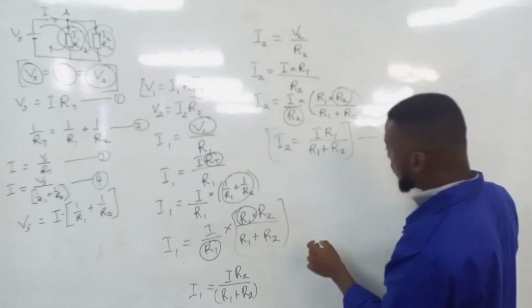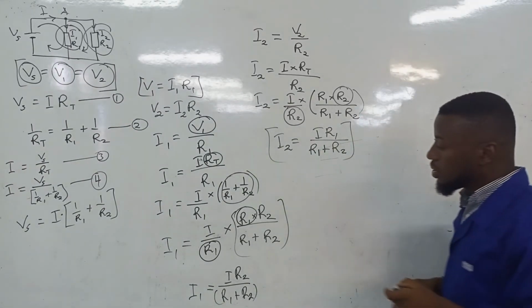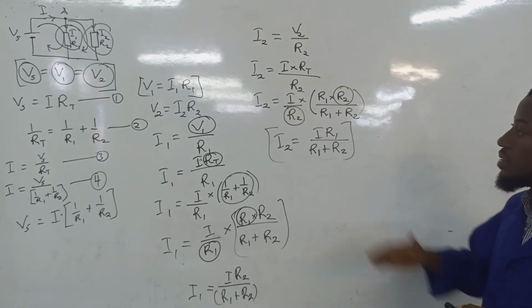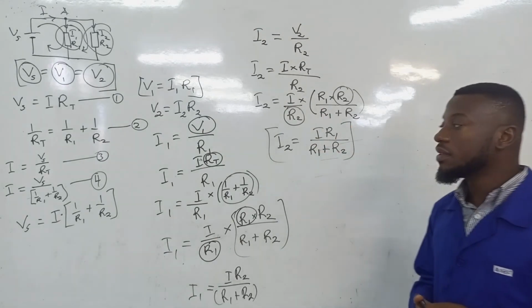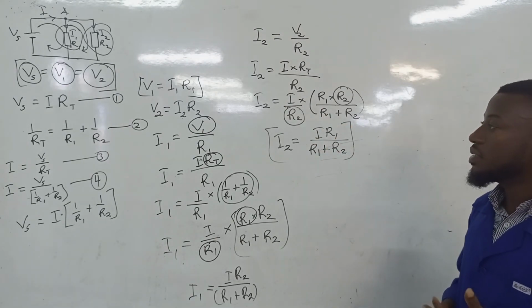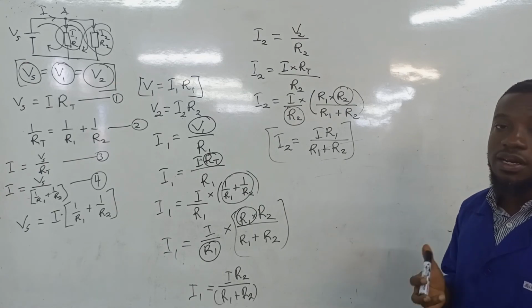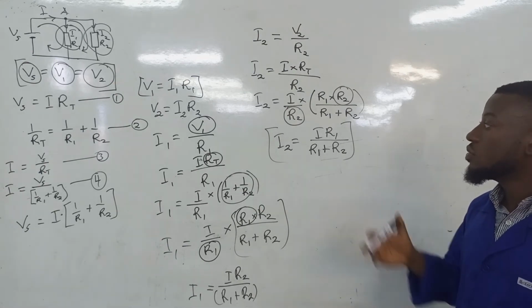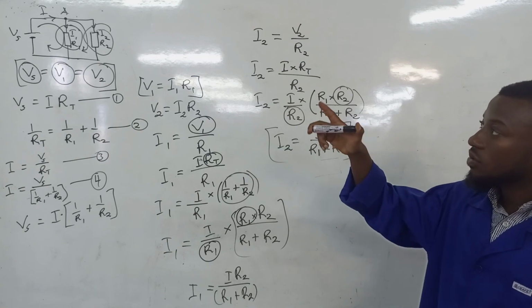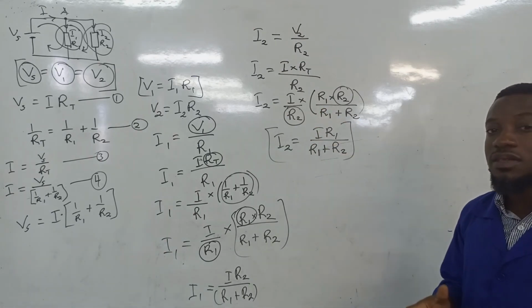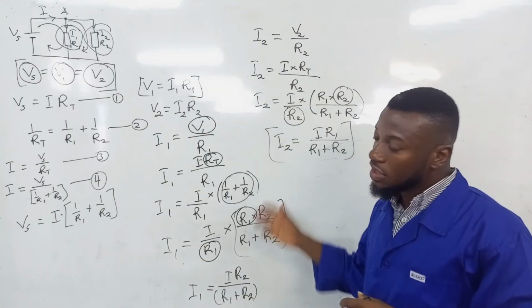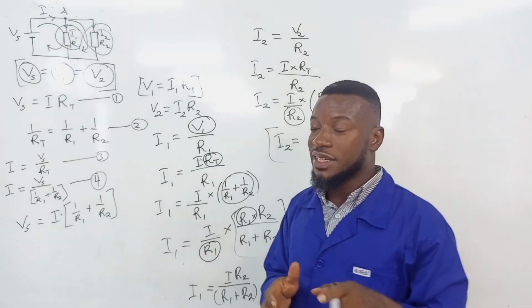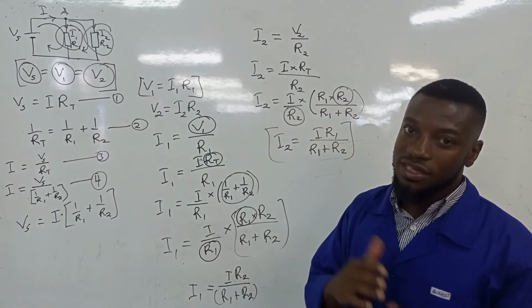This is another expression we need. So we are going to use this to calculate the currents I1 in resistor 1 and I2 in resistor 2. We can also use the same to calculate the total current in the circuit because Kirchhoff's current law says that the current that flows out of a junction is the same as the current that enters the junction.